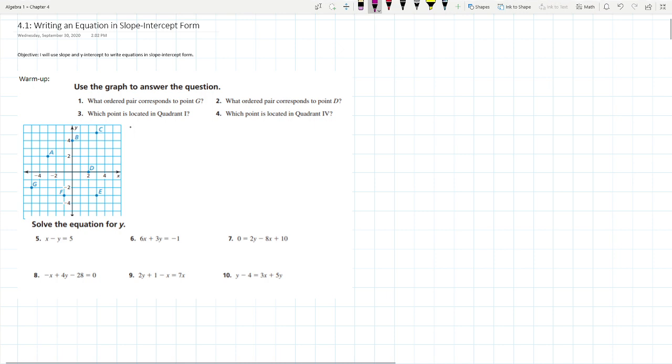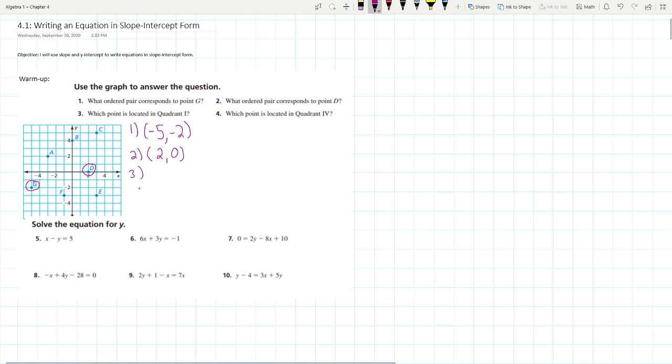Number 1 asks what ordered pair corresponds to point G. So I go and find point G, and I find that it's located at (-5, -2), because the x goes first. Number 2, what ordered pair corresponds to point D? I'm going to find point D, which is located right here. The ordered pair for this is (2, 0).